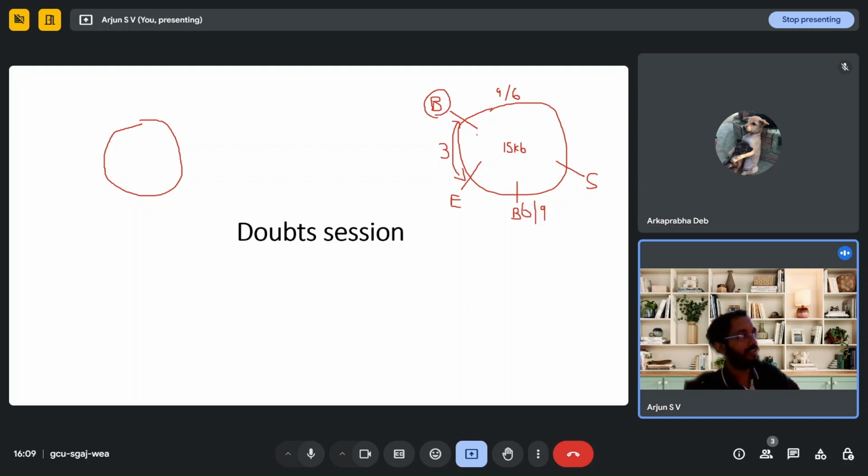If BamH1 and StuI cut here, that is going to give you 9 kilobases and 6 kilobases. So if you assume this 6 and then some extra portion to be 9, this will automatically become 6. You just need to find out how much this x needs to be. If you have 6 here and the total is 15, it will automatically give you x equal to 3. So the distance between your BamH1 site and your EcoR1 site will be 3 kilobases.